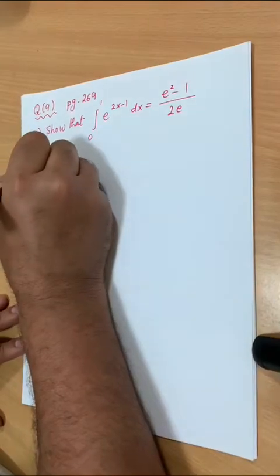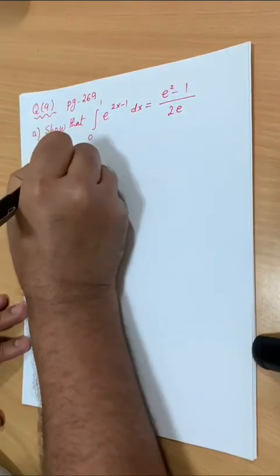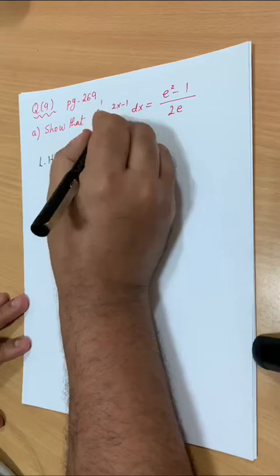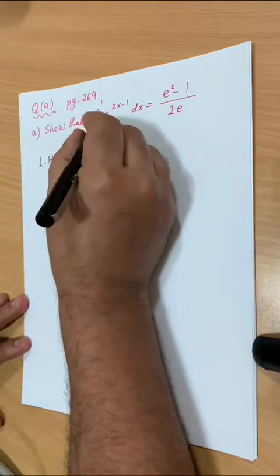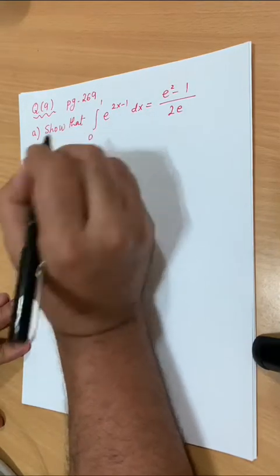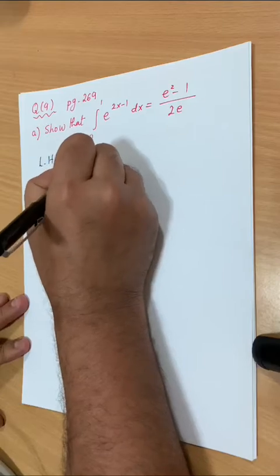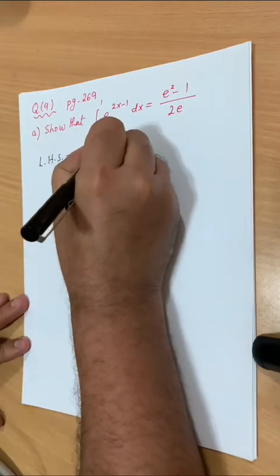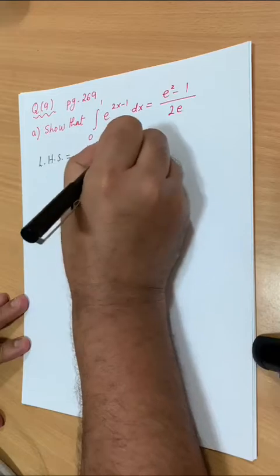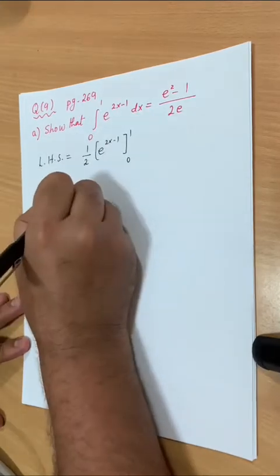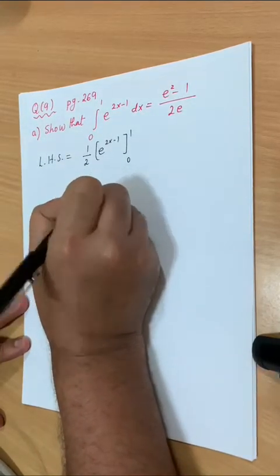So starting on the left hand side, integration of e: the derivative of the power is 2, and as you see, 2 is not given, so you're supposed to divide by the derivative first. So it's 1 over 2 e power of 2x minus 1, and just write the limits from 0 to 1. Keep the half as it is.